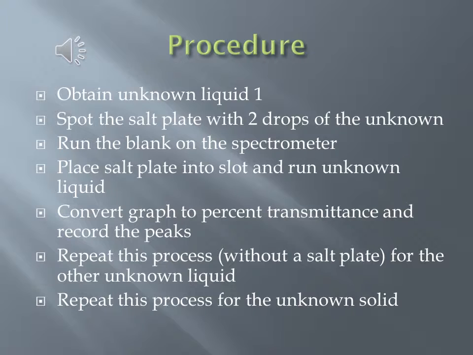The procedure for this process was relatively simple. First, an unknown liquid was obtained, and 2 drops of the unknown was placed on a salt plate. After running a blank in the spectrometer, the salt plate with the 2 drops of the unknown liquid was run. This presented a graph, and it was converted to percent transmittance, and the peaks were then able to be recorded. This process was again repeated with the second unknown, except there was no salt plate used. Finally, the process was done again for an unknown solid.